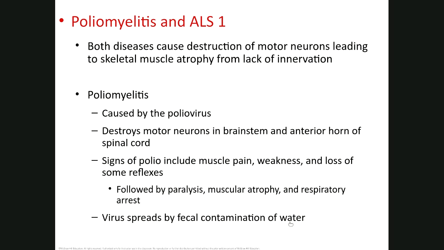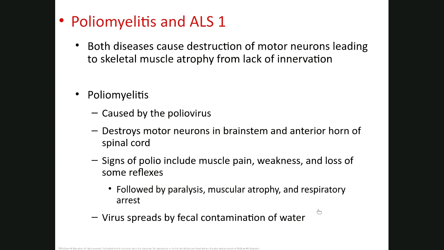Poliomyelitis and amyotrophic lateral sclerosis. No, amyotrophic lateral disease. Polio is caused by a virus, poliovirus. It's a big virus. It destroys the motor neurons in the brainstem and anterior horn of the spinal cord. You will have muscle pain, weakness, and loss of the reflexes. This will be followed by paralysis, muscular atrophy, and may also have respiratory arrest if it affects the upper segments of the spinal cord.